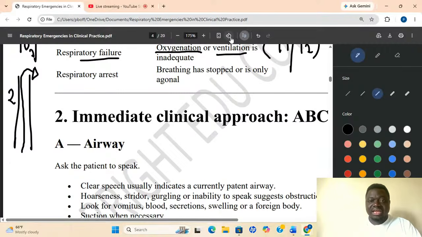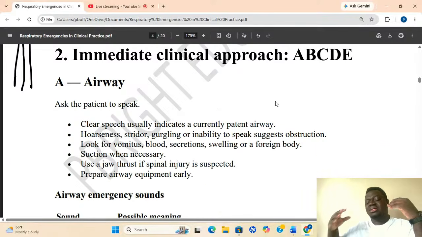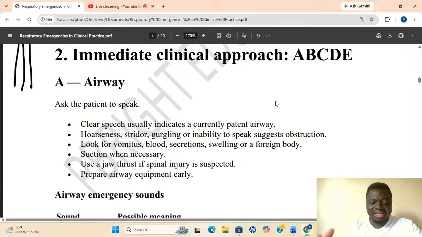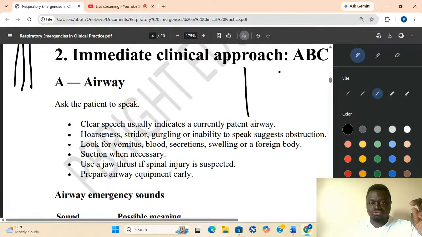A respiratory arrest. We can never treat respiratory emergencies without going through the ABCDE algorithm, like we do for any other system. The ABCDE is very important. You can't do emergencies without it. It helps you. Like we did it for the cardiovascular and other systems, we are on respiratory. Let's look at it. So, airway.